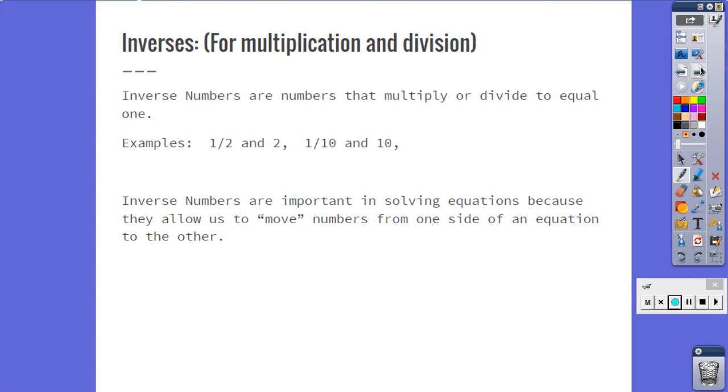So examples here are 1/2 and 2, because 1/2 times 2 gives me 1. Another example, 1/10 and 10, because 1/10 times 10 is going to equal 1. So inverse numbers are important to us in solving equations because they allow us to move numbers from one side of an equation to the other.